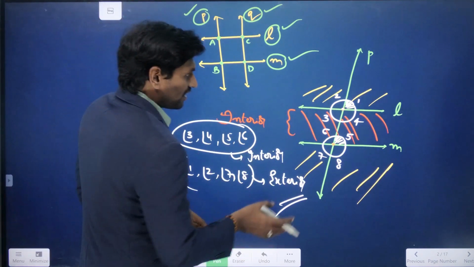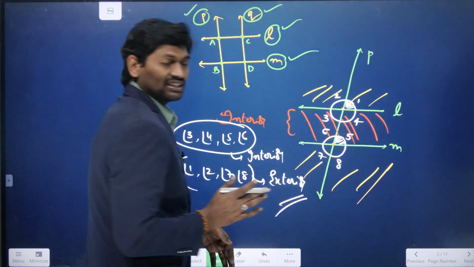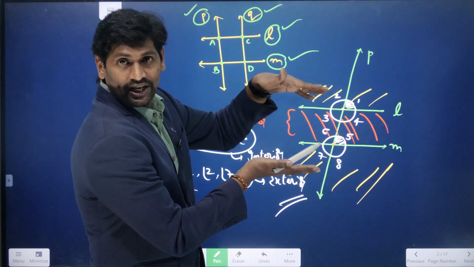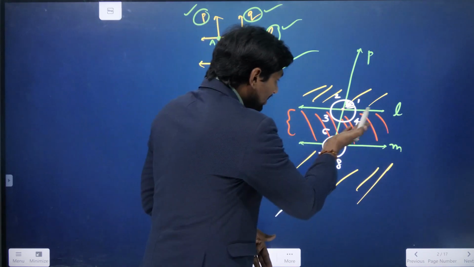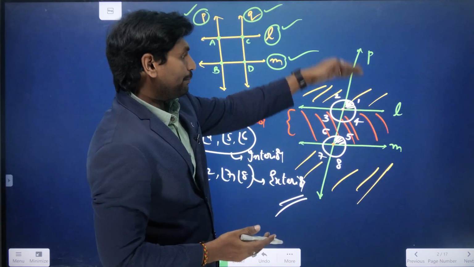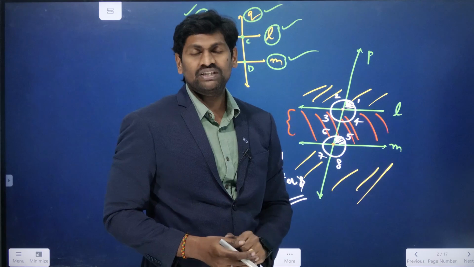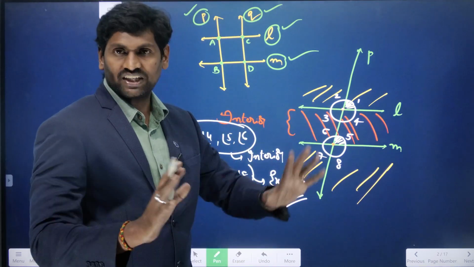Okay? The shaded part in the red color is the place that lies between the two lines, that is called the interior part. Above the line L and below the line M is called the exterior part of the transversal.